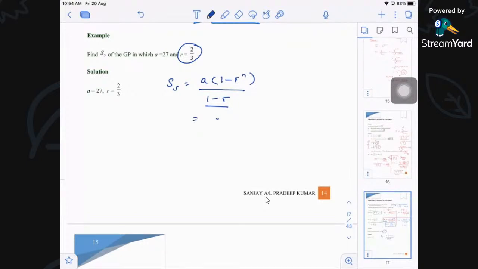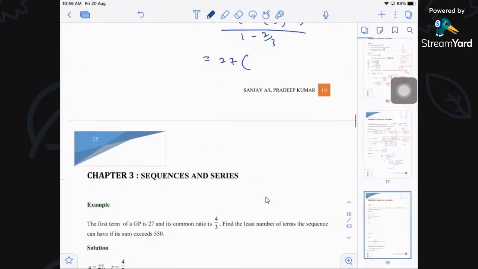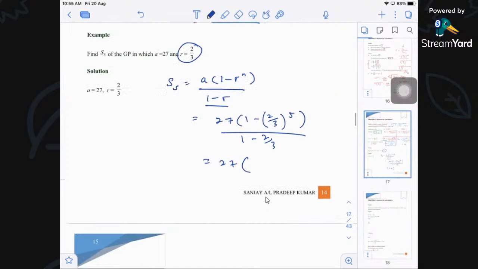So A there is 27. 27 times 1 minus 2 over 3 to the power of 5, over 1 minus 2 over 3 there. You can go and calculate this. Everybody can calculate this for me, please. 2 over 3 to the power of 5. Okay, 1 minus the answer, times 27, divide by 1 over 3 there. So do you all get 81 over 3? Do you all, everybody get that?